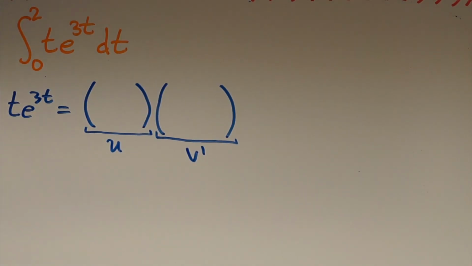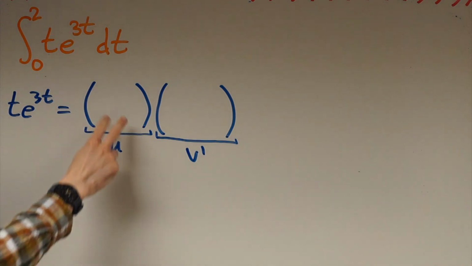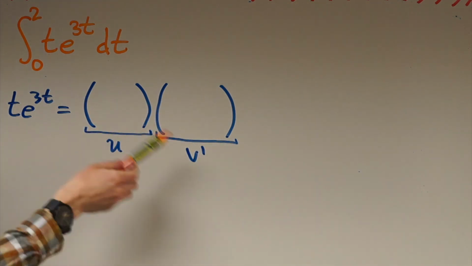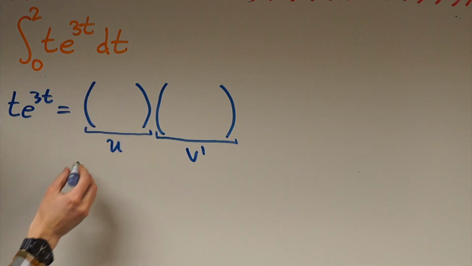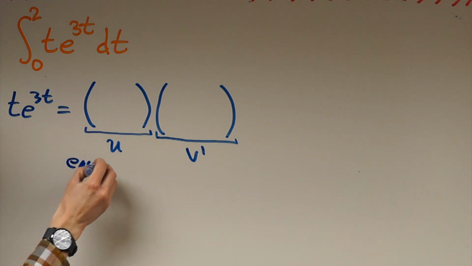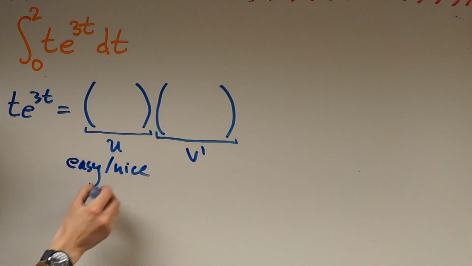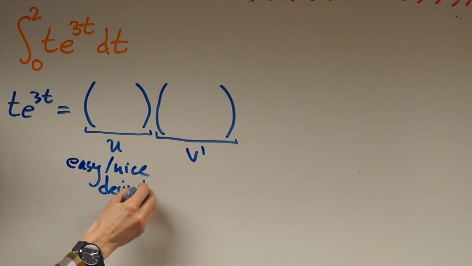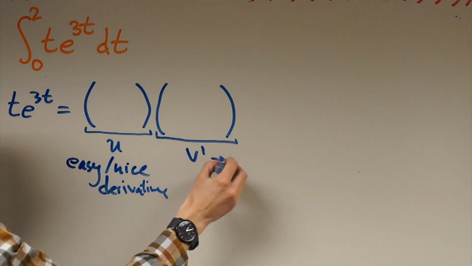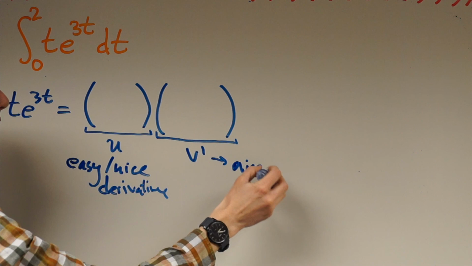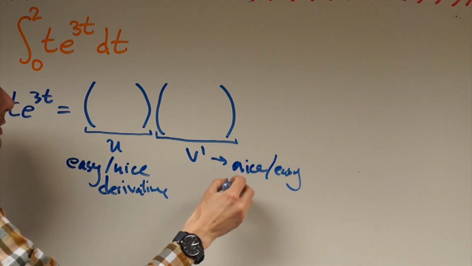Alright, so let's look at a second example. We're going to look at the integral from 0 to 2 of the function t times e raised to the power 3t. So the first step in integration by parts is to take the integrand and split it up into two factors. We'll call one of them u, we'll call one of them v prime. And the idea is that the stuff you put in u should be easy, or have a nice derivative. And the stuff you put in v prime should have a nice or easy antiderivative.